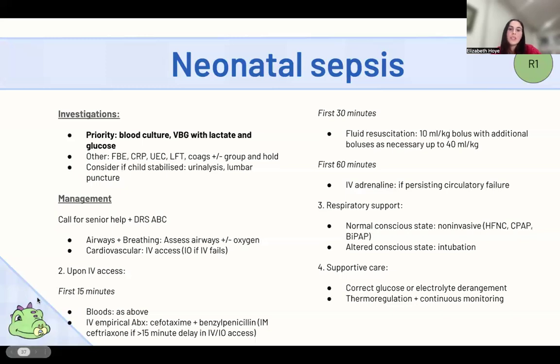So investigations, obviously the priority is a septic screen, so blood culture and a VBG with lactate and glucose. Management is getting senior involvement early, going through doctors ABCD, and then getting IV access so you can start empirical antibiotic treatment. So I won't go through every stage of treatment, but it's all there. And I'd recommend looking at the RCH guidelines, especially for this one.